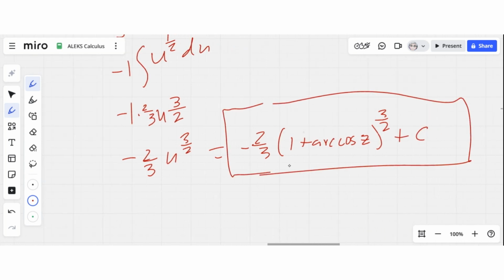So that's a little bit of work using substitution to find integrals of trigonometric or inverse trigonometric functions.